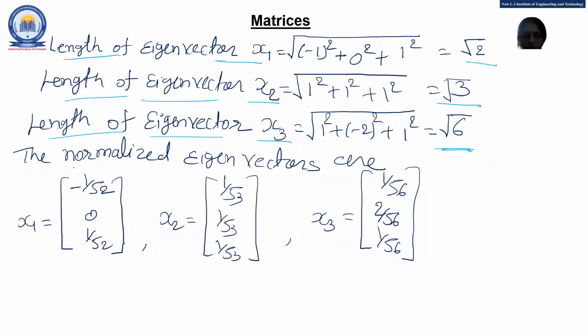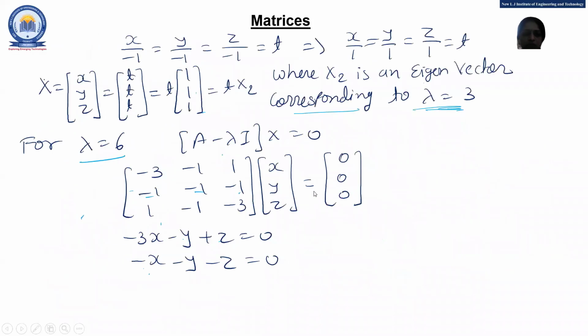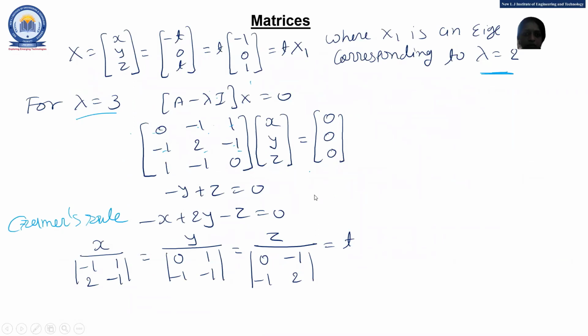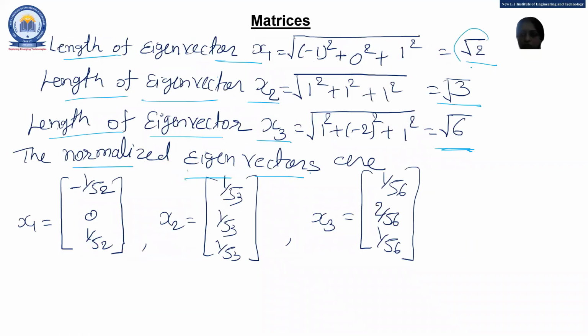Now, for the normalized eigenvector, what is our x1, students? Our x1 is minus 1, 0, and 1. For the normalization of x1, I am substituting here. Its length is root 2. So minus 1 upon root 2, 0, and 1 upon root 2.